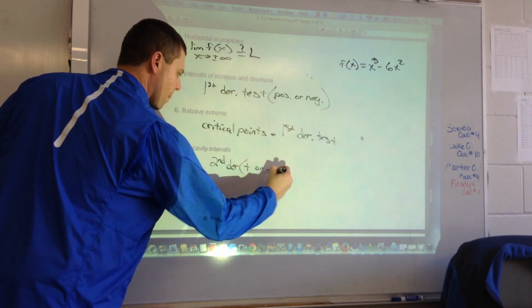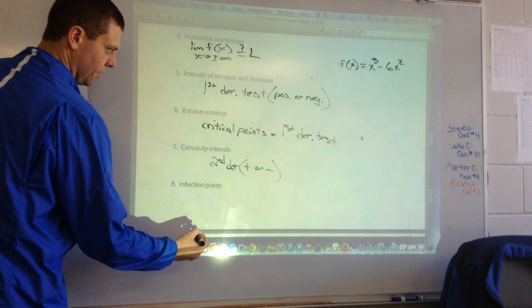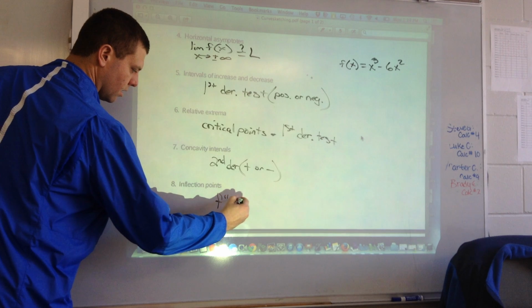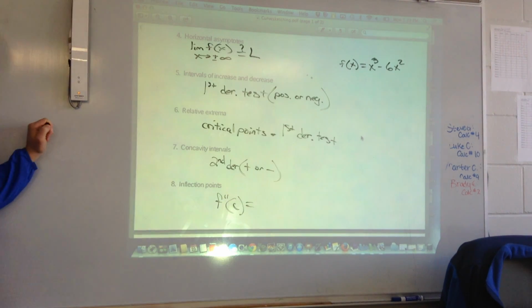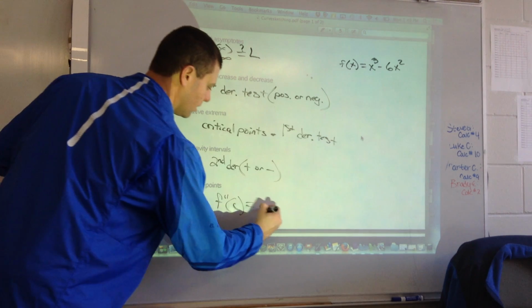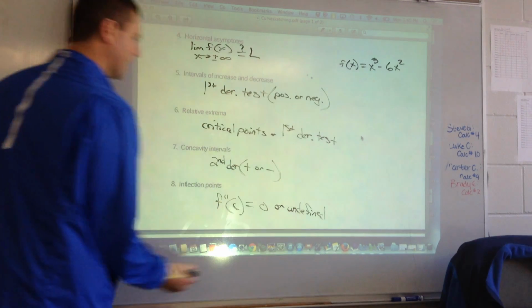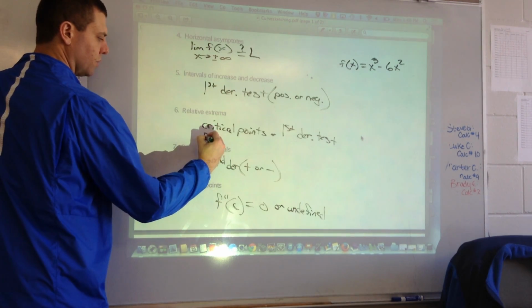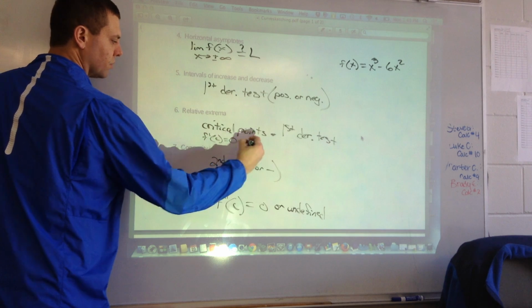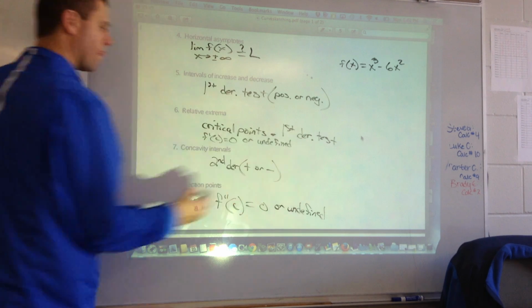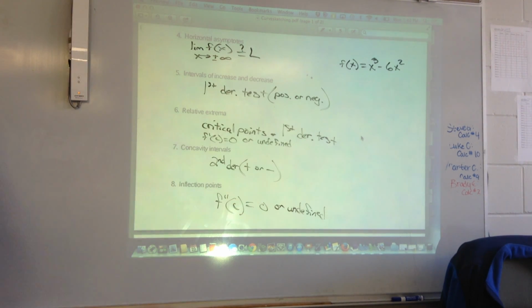Okay, so now we find the inflection point. How do you find your inflection points? That's when the second derivative equals what? Zero. When you set your second derivative equal to 0, or if it's undefined, right? Yeah. I can maybe put that back up here for relative extrema as well. When the first derivative equals 0 or is undefined. Okay.